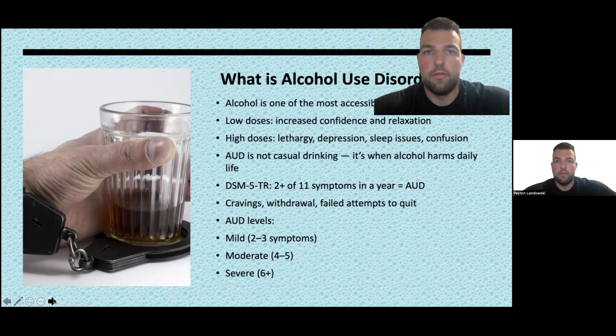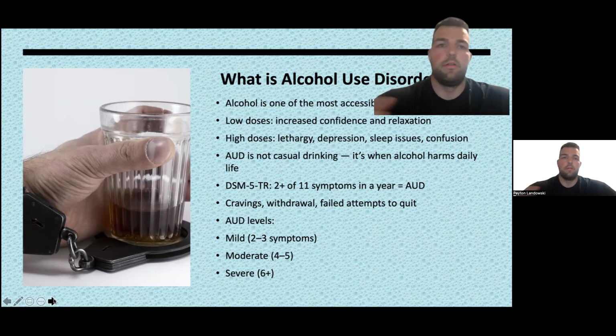The DSM-5 states that a person must show at least two of the 11 signs within a year. Some of these signs include cravings, withdrawal, or failed attempts to quit drinking alcohol. Over time, alcohol can change how the brain works. Depending on these signs, the levels of alcohol use disorder are classified as mild, moderate, or severe.